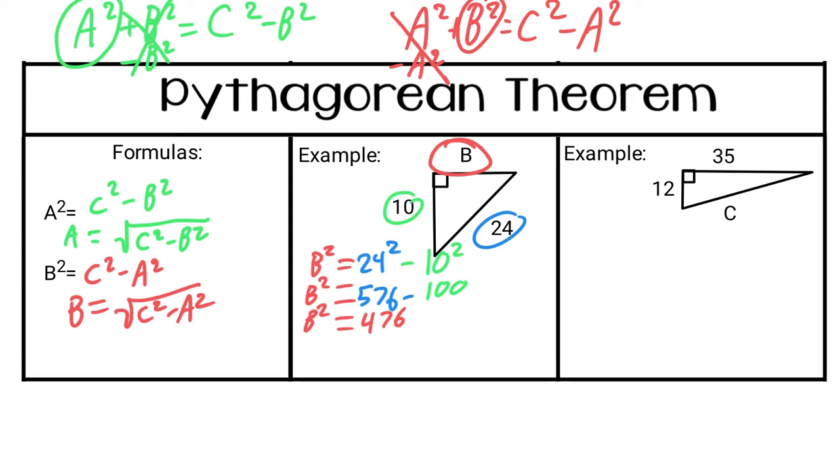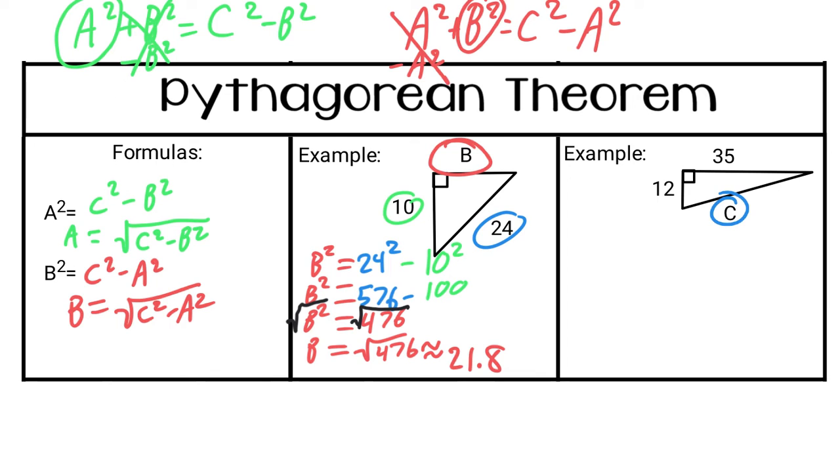We need to take the square root of a square, and those two cancel out, and leave us with b is equal to the square root of 476. If we type this in the calculator and round, we will get that b is about 21.8 units. Looking at the next example, we are going to try to find c.